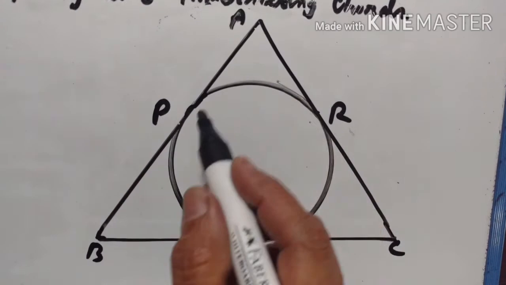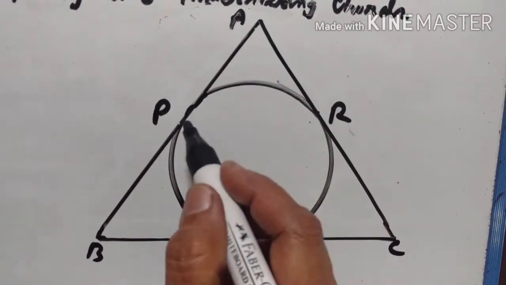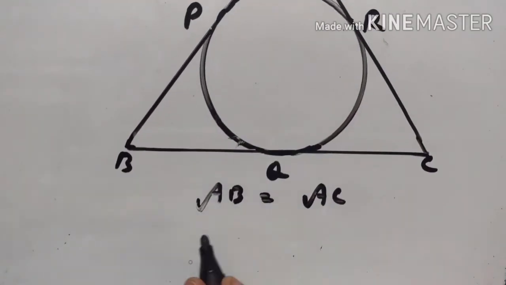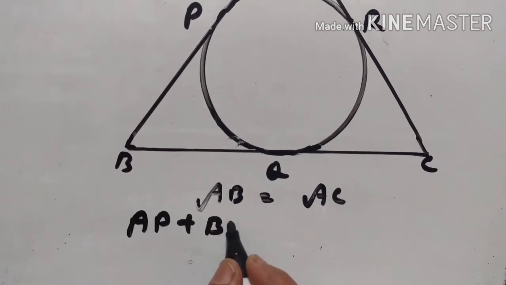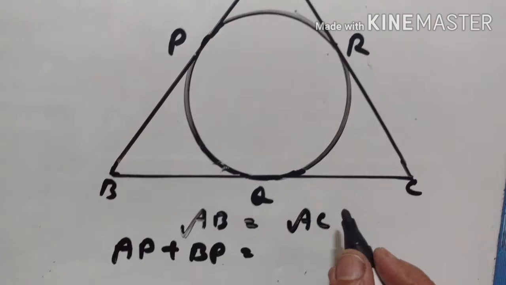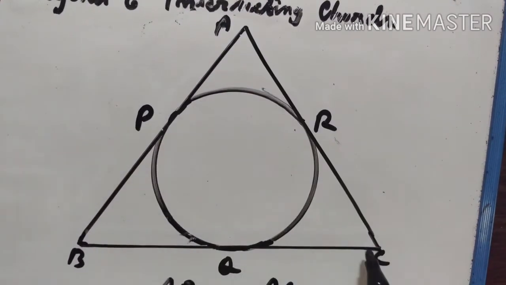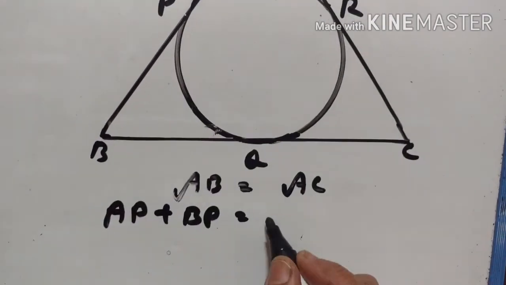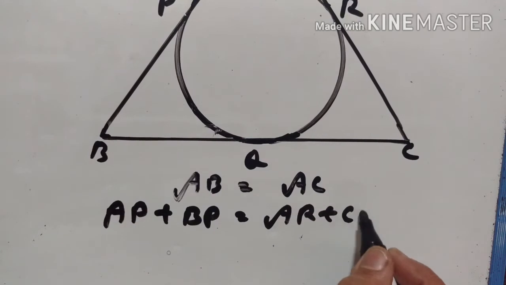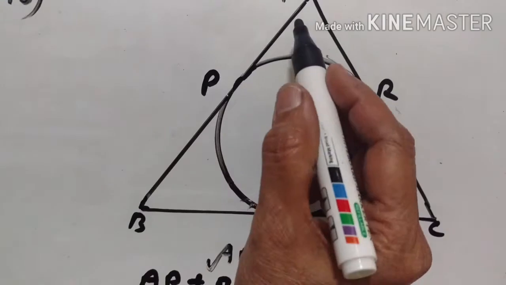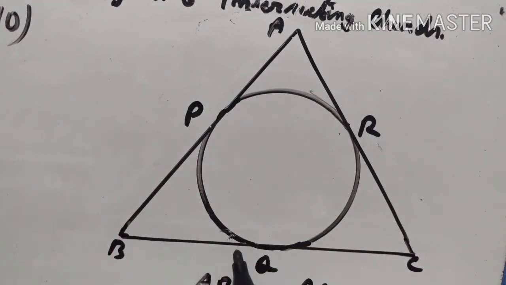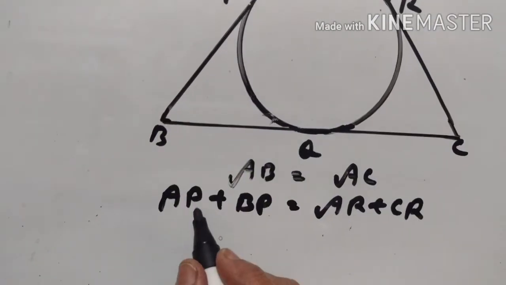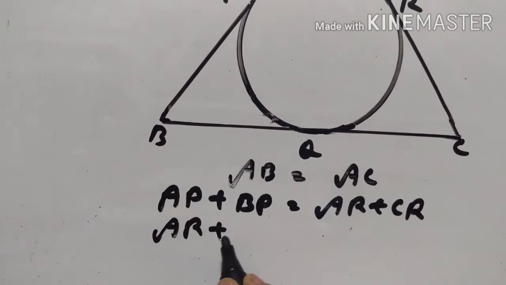Now AB is equal to what? It is AP plus BP. AB is equal to AP plus BP. AC is equal to AR plus CR. AP is equal to AR and BP is equal to BQ.